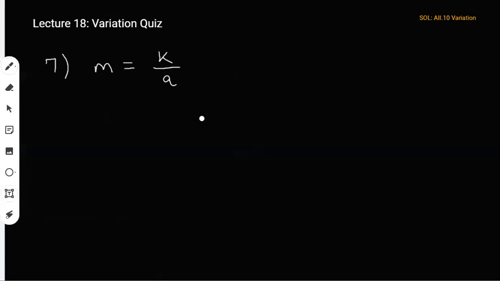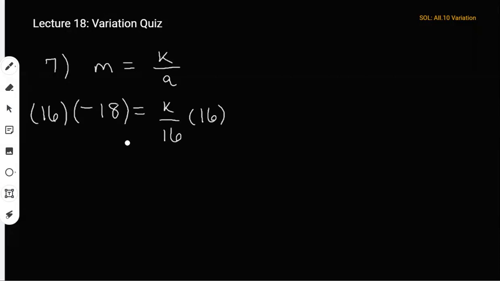And then it tells us m is negative 18, so I'm going to let m be negative 18. It doesn't tell me what k is, so I'm going to leave that as k. And then a in the denominator is going to be 16. So now to get k by itself, I need to multiply both sides by 16. I'll put this in parentheses because I'm going to have the 16 right beside of it. And then the 16s are going to cancel out on the top and the bottom, leaving me with just k.